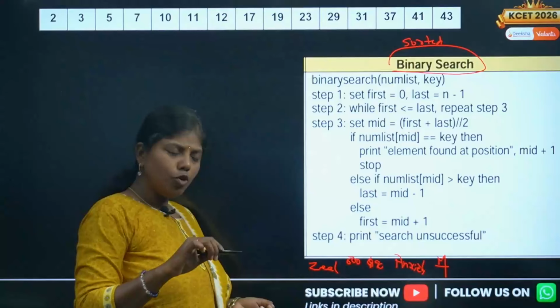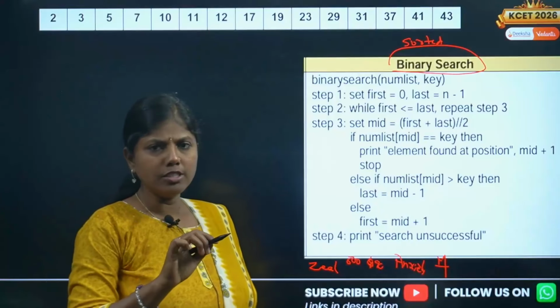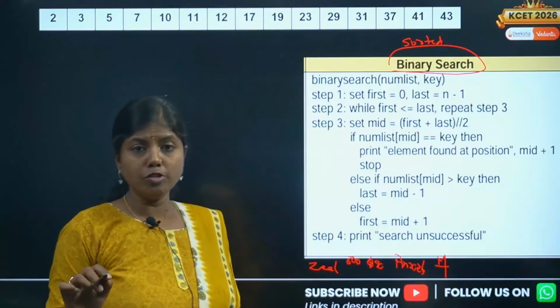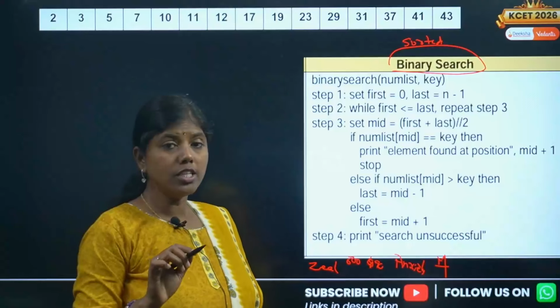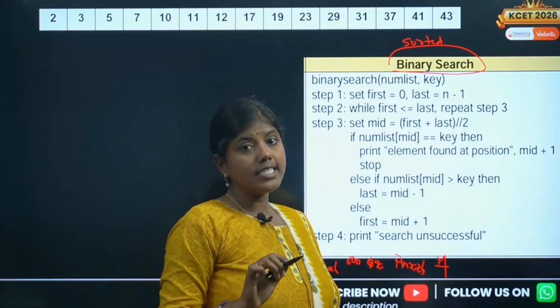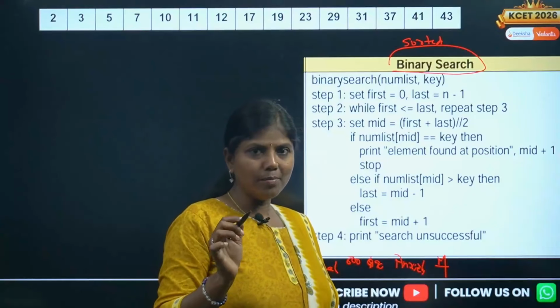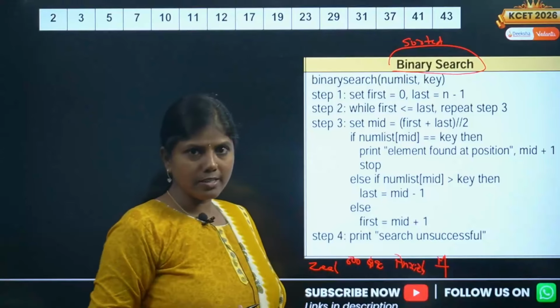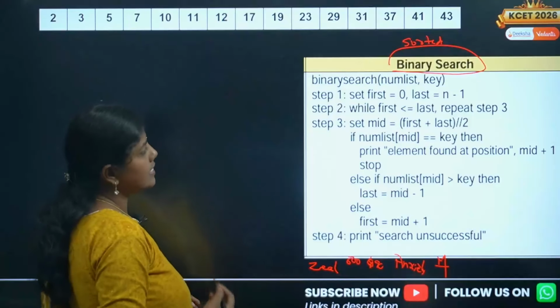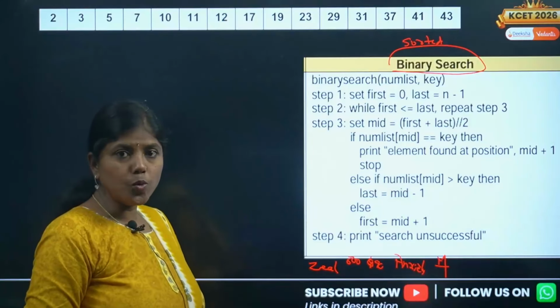It applies even for strings also, even for numbers also. It applies only for sorted elements, either in ascending order or descending order. But we have taken the algorithm only for the ascending order. So let's understand how exactly the binary search works.